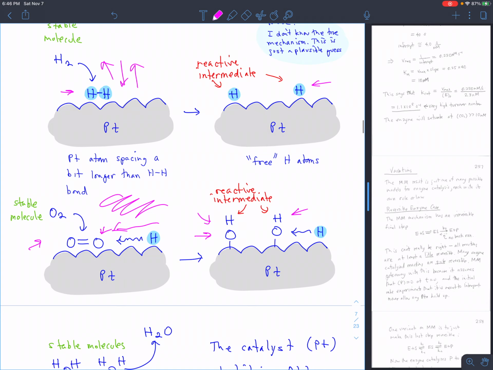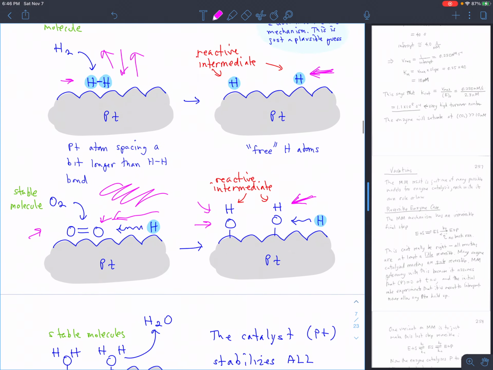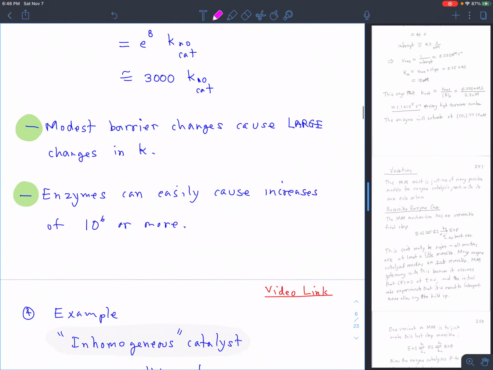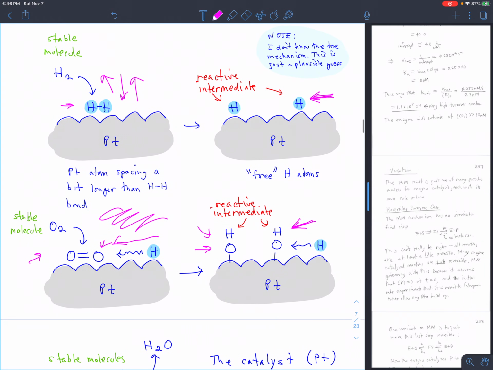Now let me point out, these things that we're talking about, loose H atoms and now loose OH radicals, those are the intermediates in the mechanism that we talked about earlier. Those are the high energy things that cause the reaction to go slow.